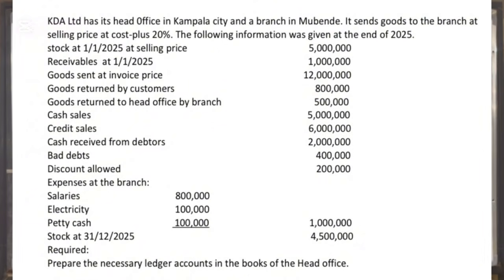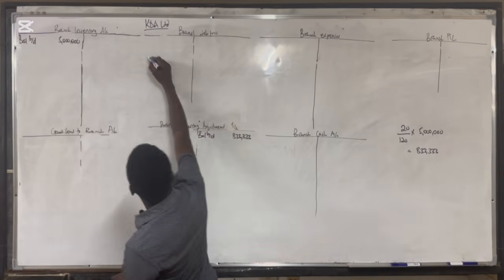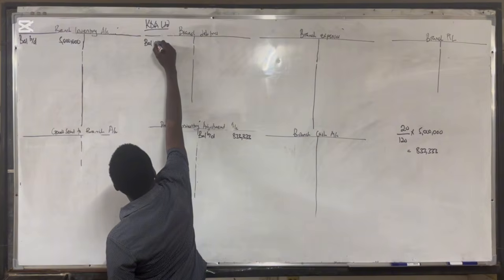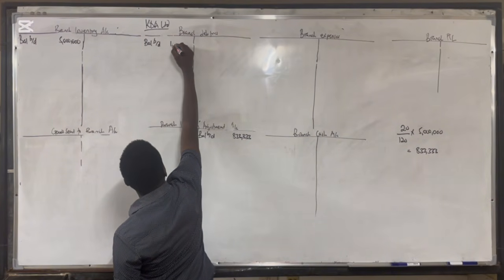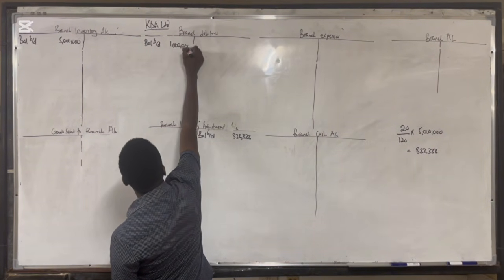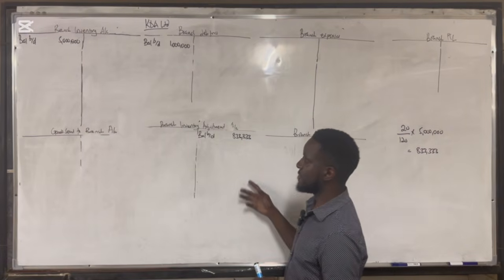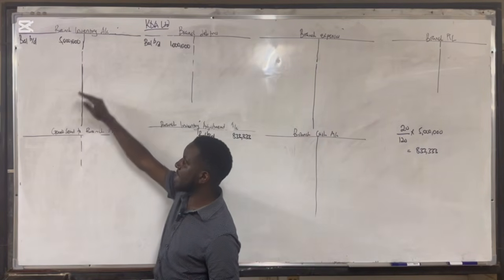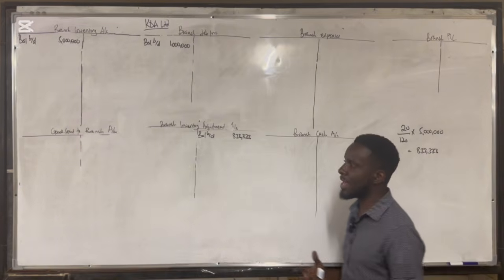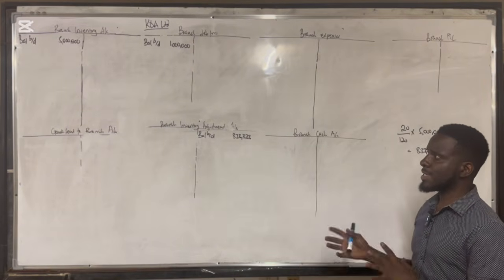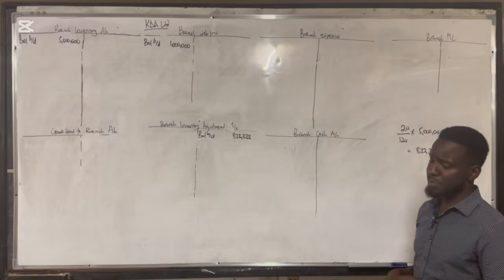Then the next transaction says that receivables at 1st January 2025 is 1 million. So our receivables is here. So we say balance brought down is 1 million like this. So we are only making a movement whereby if you see movement between branch and head office, that's where we're going to apply the markup. So that is the transaction that was supposed to enter.